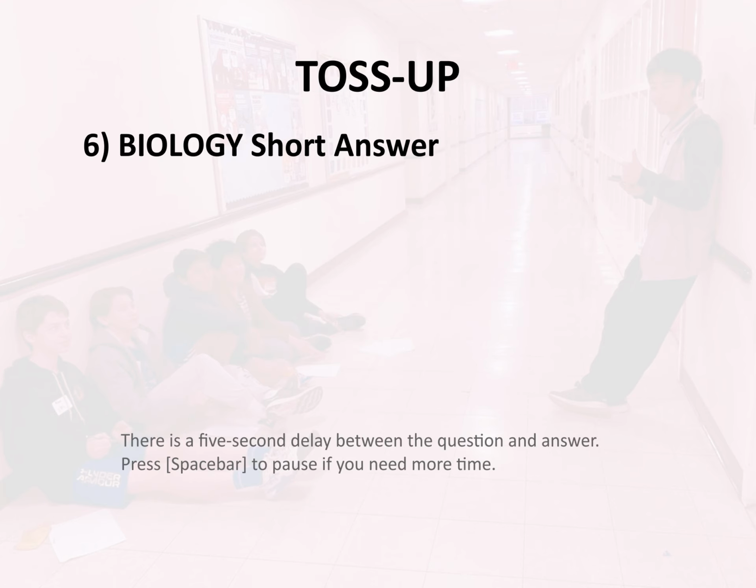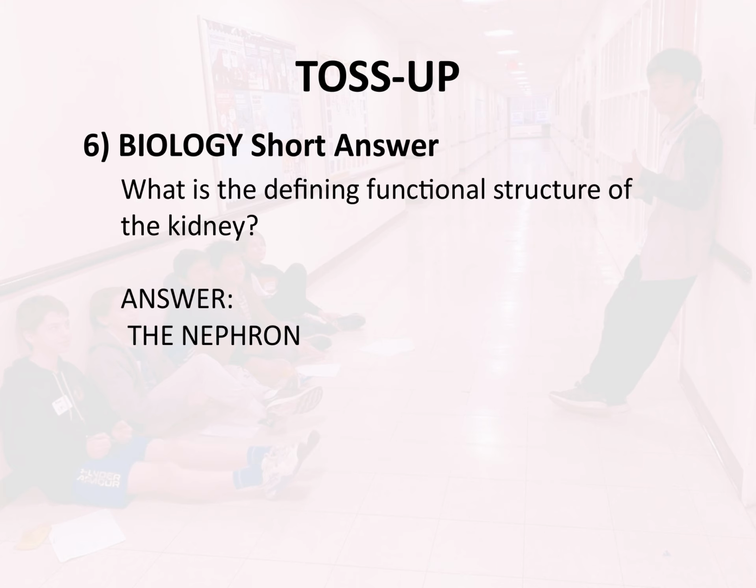Toss-up 6. Biology. Short answer. What is the defining functional structure of the kidney? Answer. The nephron.